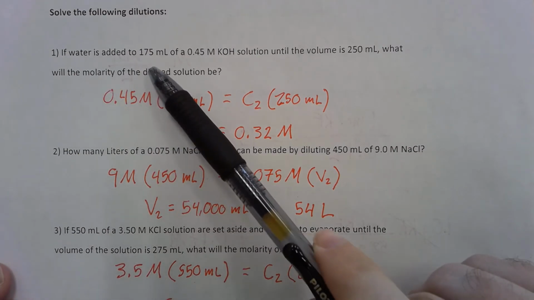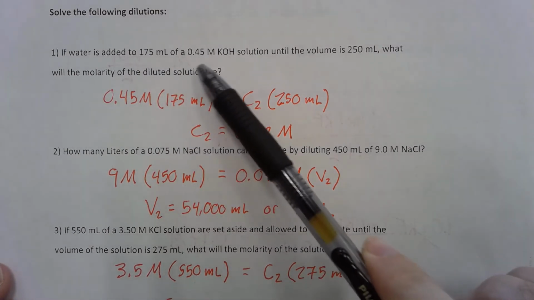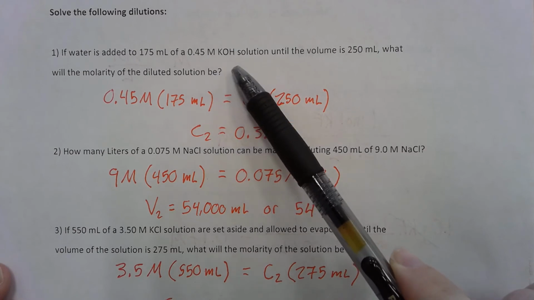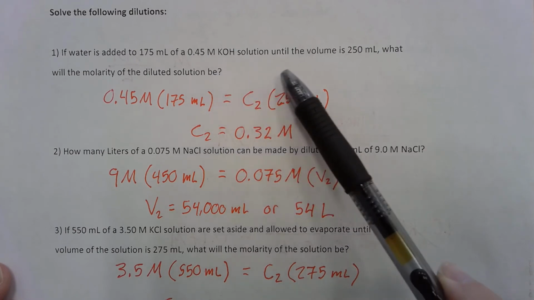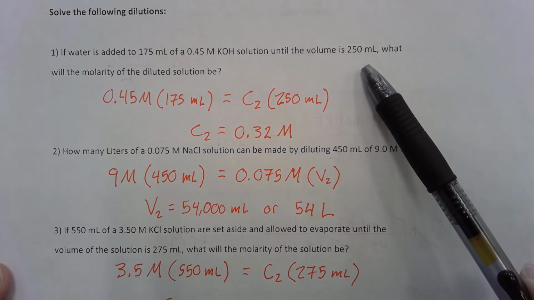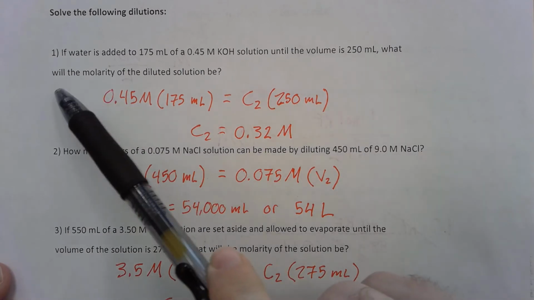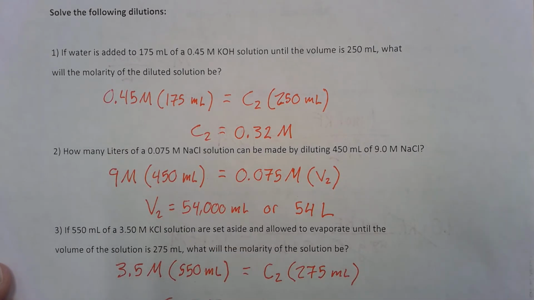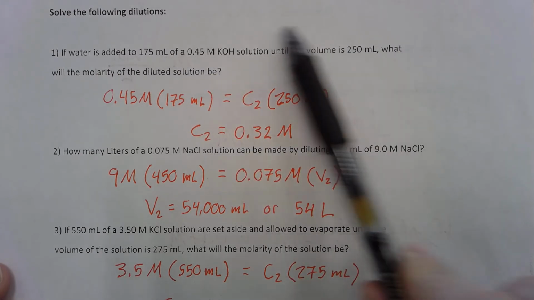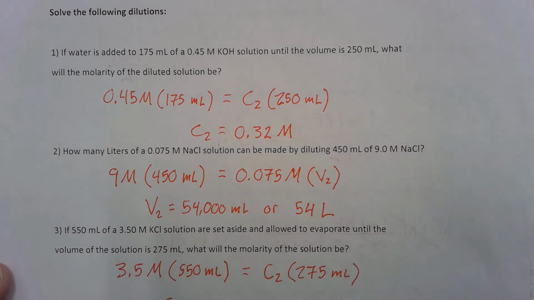If water is added to 175 milliliters of a 0.45 molar potassium hydroxide solution until the volume is 250 milliliters, what will the molarity of the diluted solution be? The trick to these is looking for words, keywords, in the question itself to tell you what is what, okay?